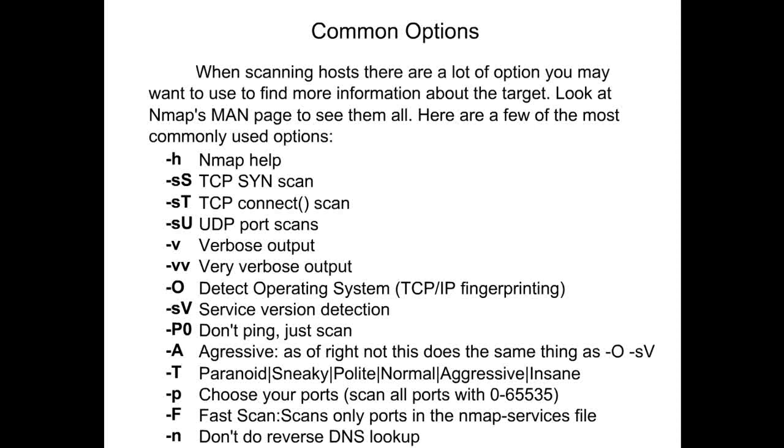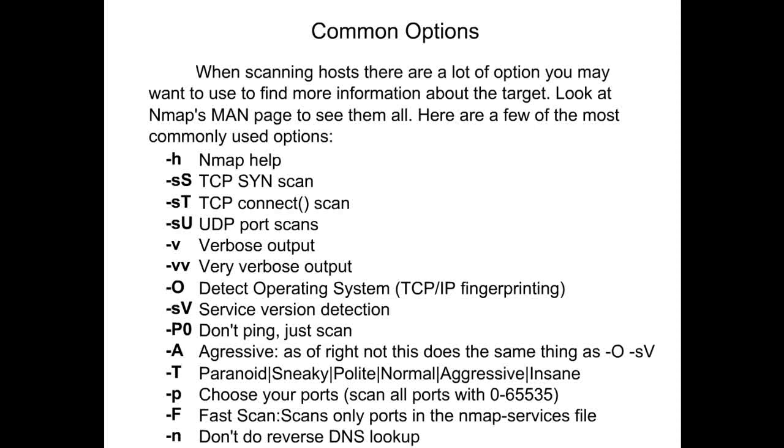-P0 tells Nmap not to try to ping the host before scanning it. By default, Nmap sends an ICMP echo request and a TCP ACK packet to port 80 on the target machine, and if it receives back a response, it knows that machine is up. However, since some target hosts will block this sort of traffic, you may want to tell Nmap to go ahead and scan anyway, even if it can't ping it.